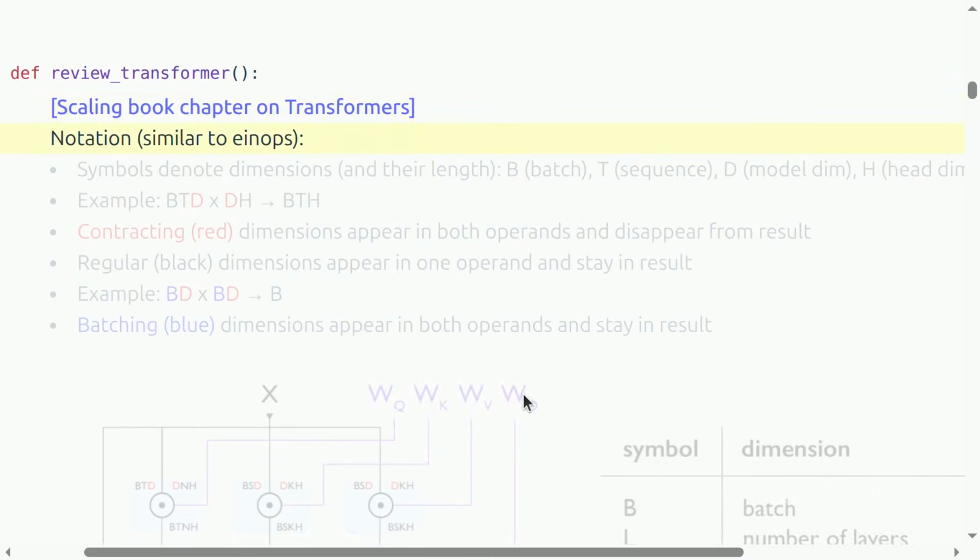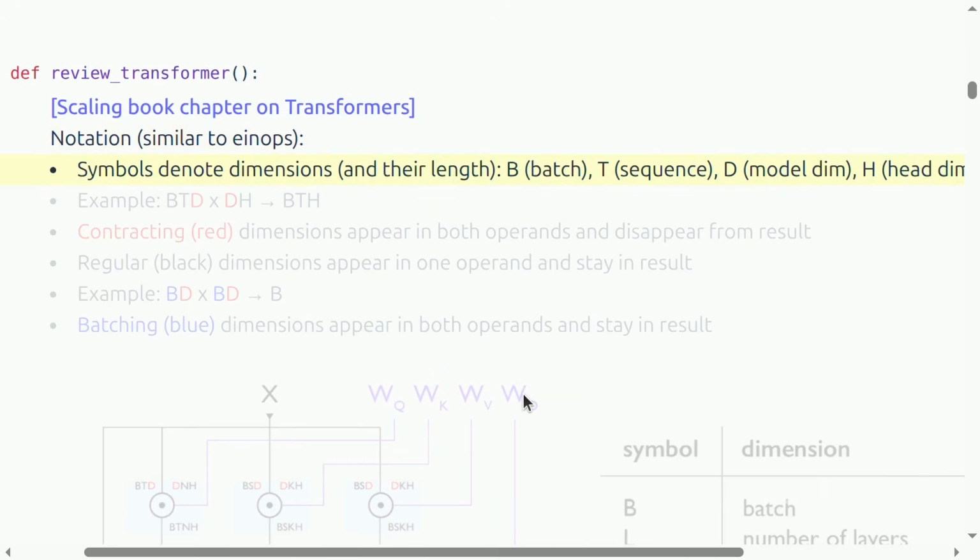Okay, so just to establish a bit of notation to understand this diagram. We're going to use symbols, think about einops, to denote dimensions but also their length. So B is the batch dimension and also the number of sequences. T is the sequence dimension, which is also the number of tokens. D is the model dimension. H is the head dimension. So if I write this, it's taking a product between a tensor with dimensions B, T, and D, and another matrix of D and H, and I produce B, T, H.